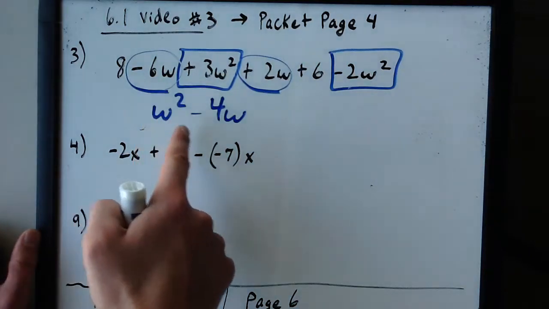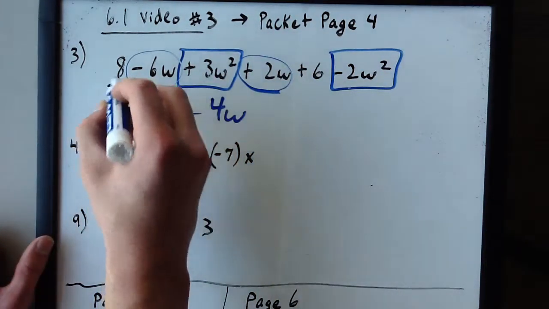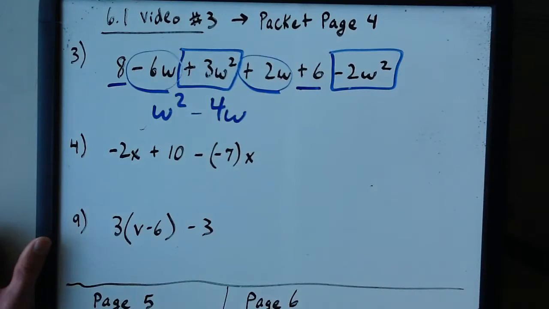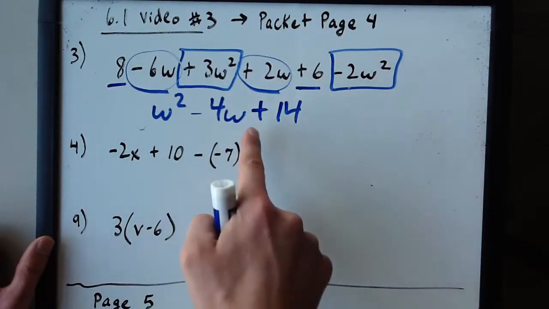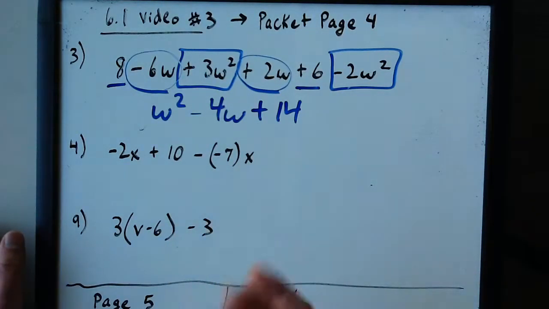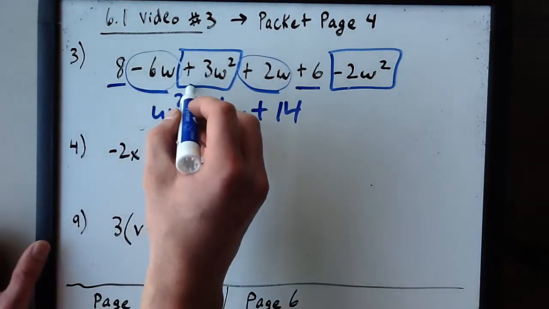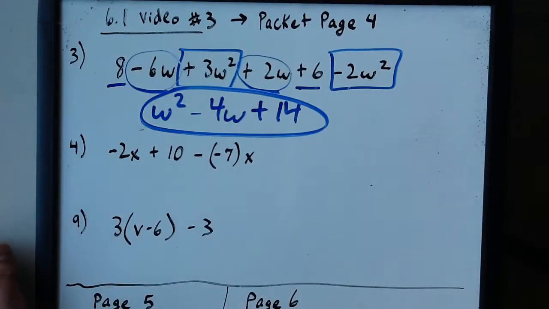So I have w squared, I have w, and now I add my constants. Remember, constants are those terms that have no variable. So here that is 8 and positive 6. I add 8 plus 6 to get 14. Since 14 is positive, I put a plus 14 because this means positive 14. And this is my simplified expression. This would be my answer for number 3: w squared minus 4w plus 14.